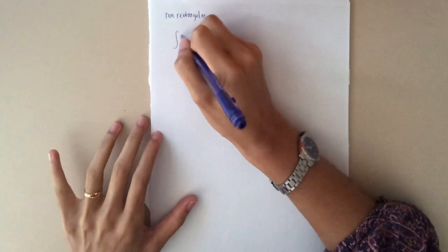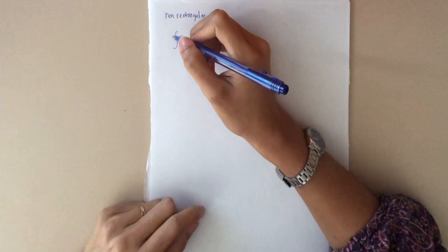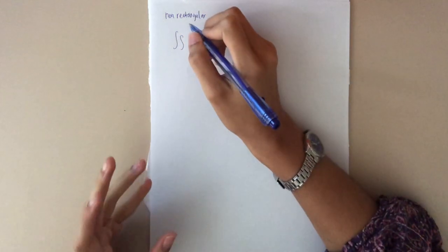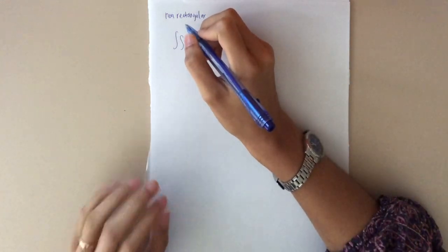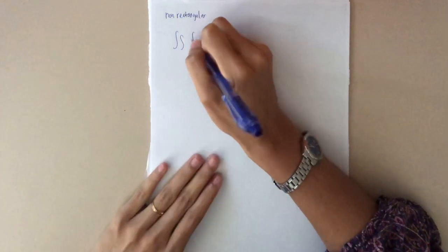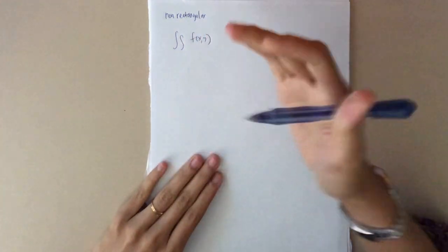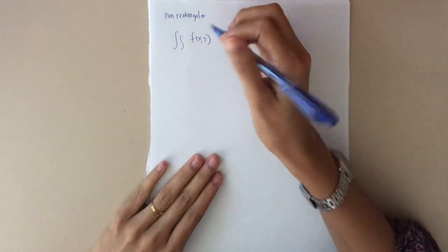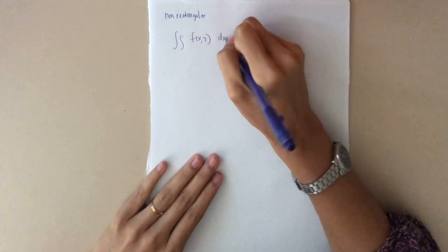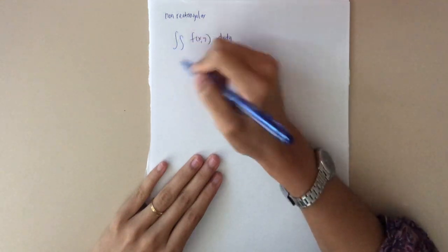Okay, so I just write first the equation for non-rectangular. The difference between rectangular and non-rectangular is on their limits. It's on the limits. The function is still the same, it's just a common function, dx dy.